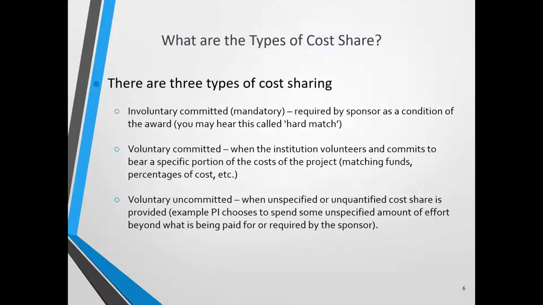The third type is called voluntary uncommitted. That's where you're committing to expenses, but you're not putting a hard figure against them. So it's unquantified or unspecified. An example of this would be if you make a statement in the proposal, the PI will commit additional time as necessary to complete the objectives of the proposal at no cost to the sponsor. That would be voluntary uncommitted time. You haven't specified how much time you're committing, but you are saying that you're going to commit something.